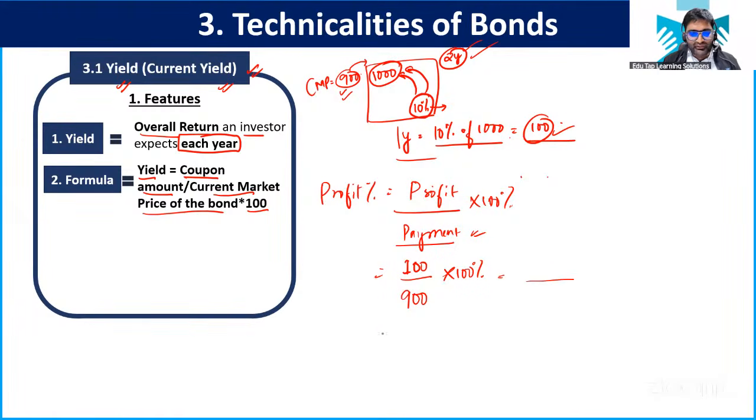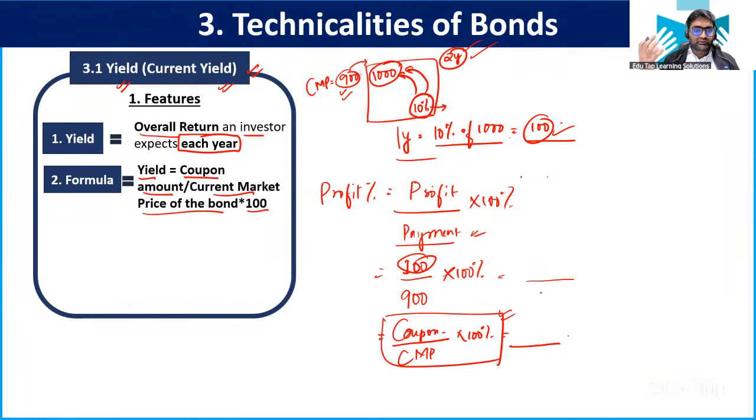If we solve this, we'll get the current yield. You can tell me how much it is. Now this 100 is what? This is the coupon payment. This 900 is the current market price, into 100%, which is nothing but the formula for the current yield. Do you get the background of it? Will you be able to calculate current yield if they ask in the exam? So that is yield: coupon amount divided by current market price into 100. That is the formula for the current yield. This is around 11% or something, right?